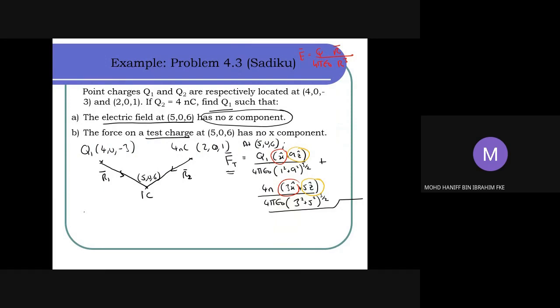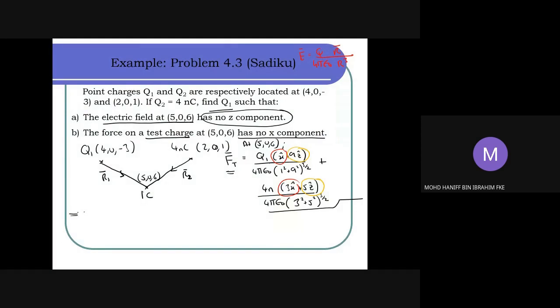Yeah, it has no x component. So that should be another method of calculating Q1. Previously, for the first part, we used the z component terms, but for part B, we are using the x component terms because it's mentioned that the force has no x component.